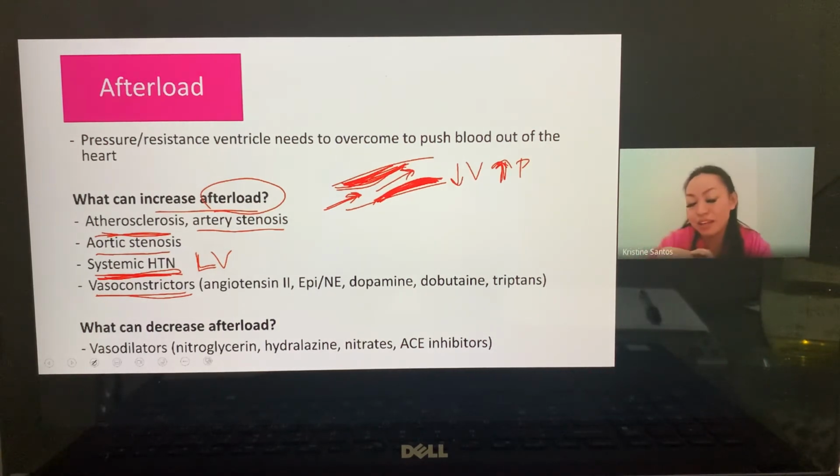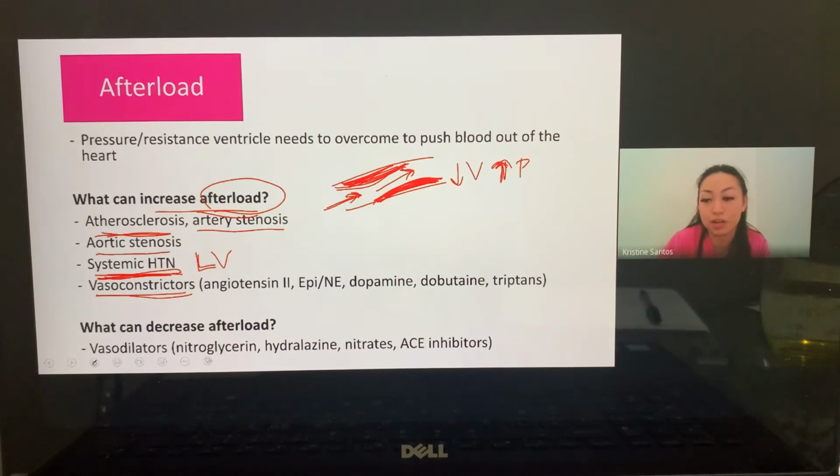Because, like I said, if you increase the volume in whatever given space, like in the blood vessel or in the heart, volume and pressure have inverse relationships. So every time you dilate a vessel, the volume gets bigger, so the pressure gets smaller. If you have less pressure inside the arteries and the veins, we're going to have a decrease in afterload.